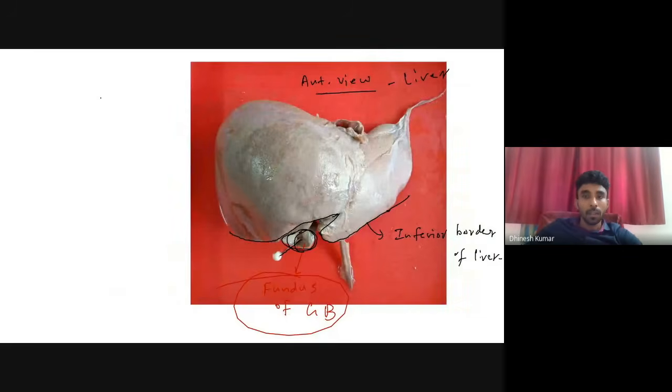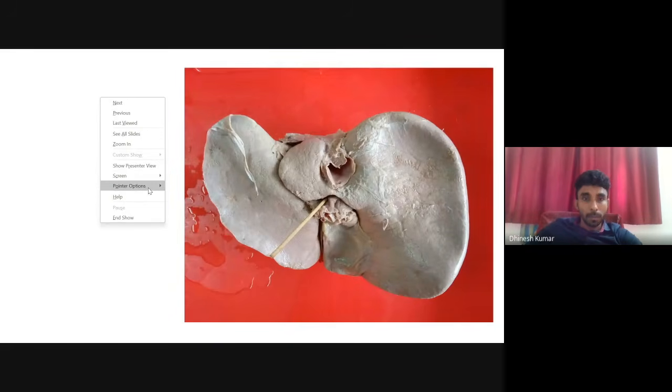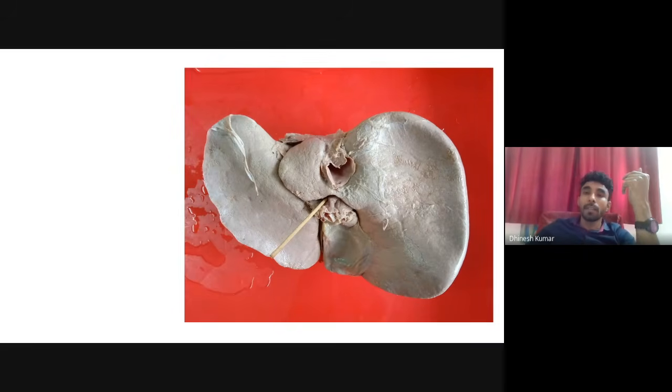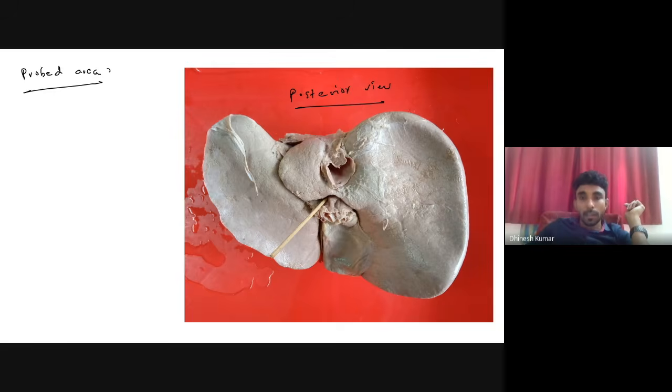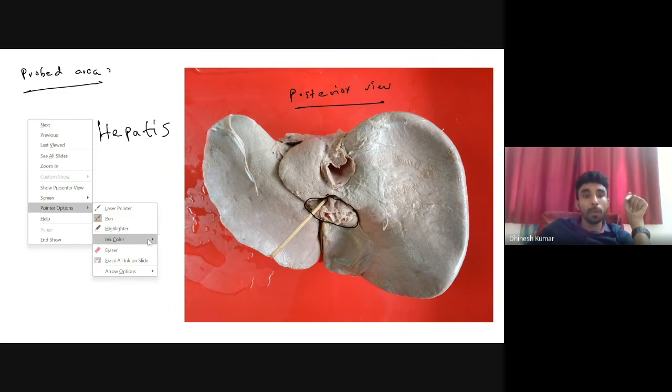Fine. So let's move to the next possible sub-question. Actually, this is the posterior view of the liver. Okay. Can you please try to identify the probed area? This area I am marking now is called what? Porta hepatis. Okay, the probed area is the porta hepatis.